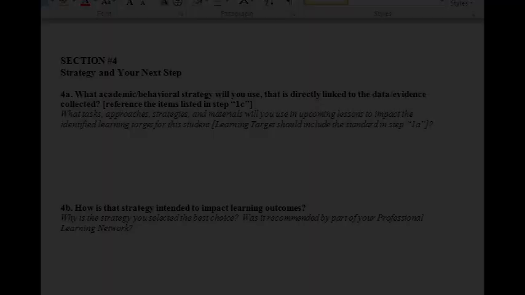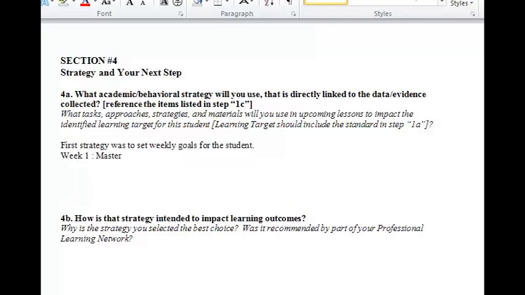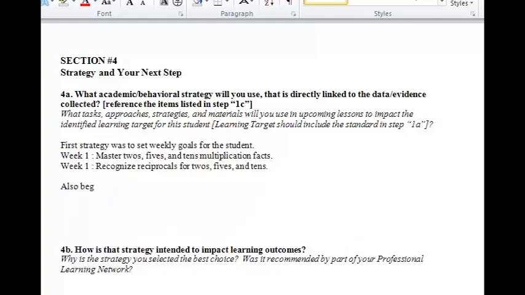to use to practice. The first strategy noted was to set weekly goals for the student, and for the first week, that goal was to master the 2's, 5's, and 10's multiplication facts. The teacher also wanted the student to recognize reciprocals for his 2's, 5's, and 10's. This teacher had a number of different strategies, and that variety was a strategy in and of itself. To save you having to watch me type all of them out at once, I'm going to input all of these strategies into the Word version of the form.